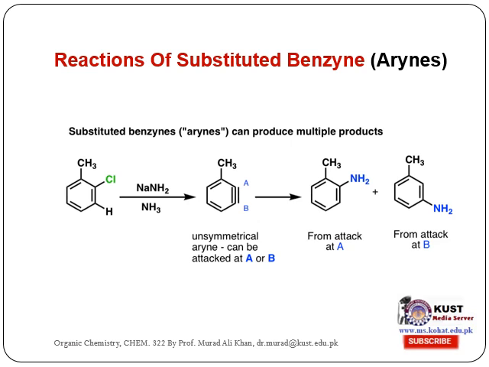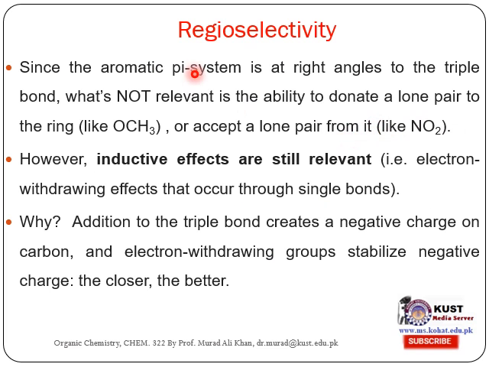Now we will come to the reactions of substituted benzynes, or arynes. The substituted benzynes can produce multiple products. Here, the unsymmetrical aryne can be attacked at A or B, and from attack on A we get the ortho product, and from attack at B we get the meta product. The selectivity is reduced.